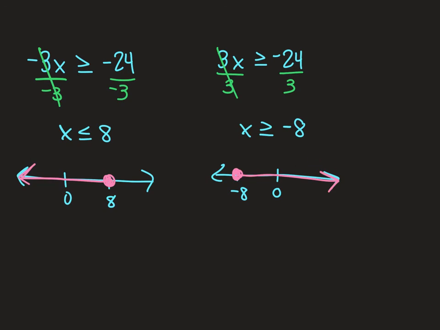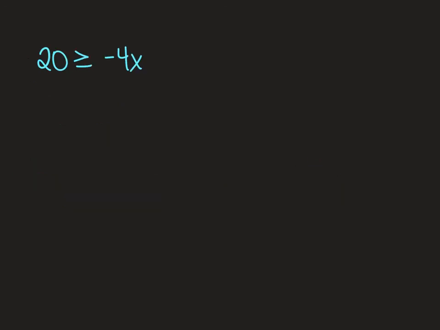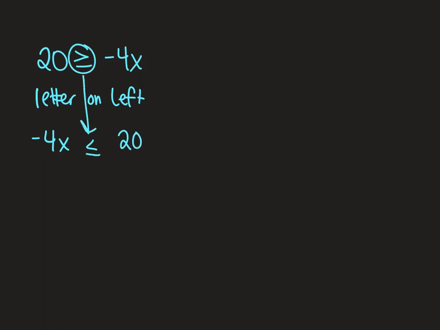Okay, what about this guy? Well, I don't like when the letter is on the right. So what was my advice last time? Change it so that we want the letter on the left, the variable on the left. So I say negative 4x there, I say 20 there, then I change this so that it's still eating the 20.